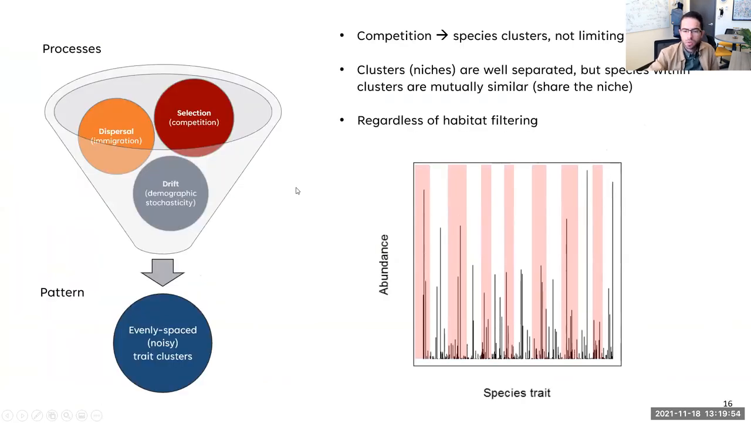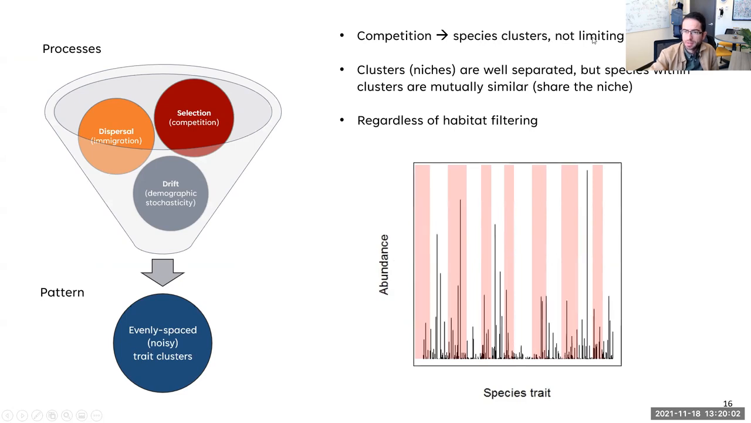All right, so what's the takeaway from this part, from the theory? Competition will make species cluster by trait, not show limiting similarity, at least in the general conditions where, you know, you have dispersal and you have stochasticity. The clusters can be interpreted as niches. The clusters themselves are well separated from each other, but the species within the clusters are actually mutually similar because they share the niche. And that happens regardless of habitat filtering.